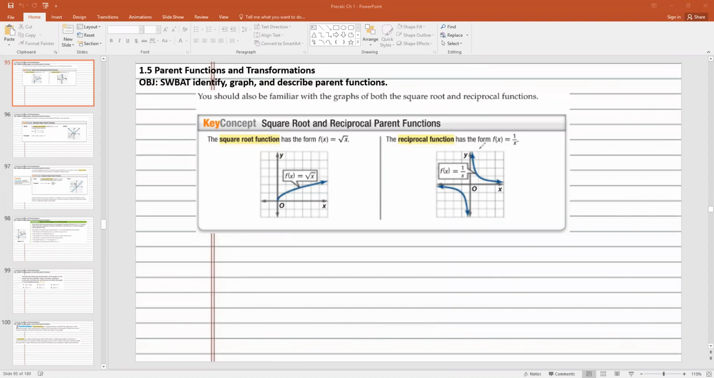And the reciprocal function, and notice it looks like 2 hyperbolas. So f of x equals 1 over x. That's what it looks like. That's the reciprocal function. Now we'll see some more detailed ones later. We'll know them as rational functions.